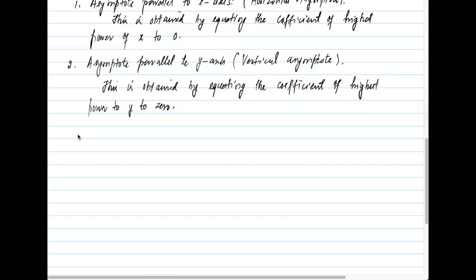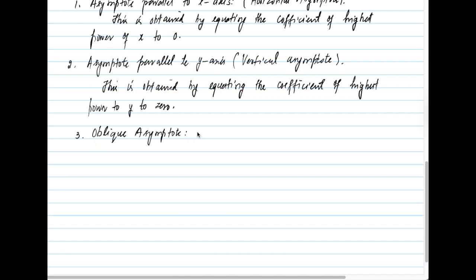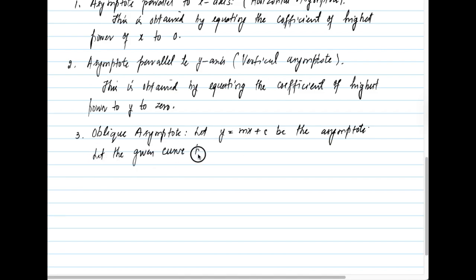Now third, let's discuss the method for evaluating the oblique asymptote. Let y equal to mx plus c be the asymptote. Then, using the given expression, we have to find the value of m and the value of c, which we substitute here to obtain this oblique asymptote. Now let the given curve be f of x y equal to 0.